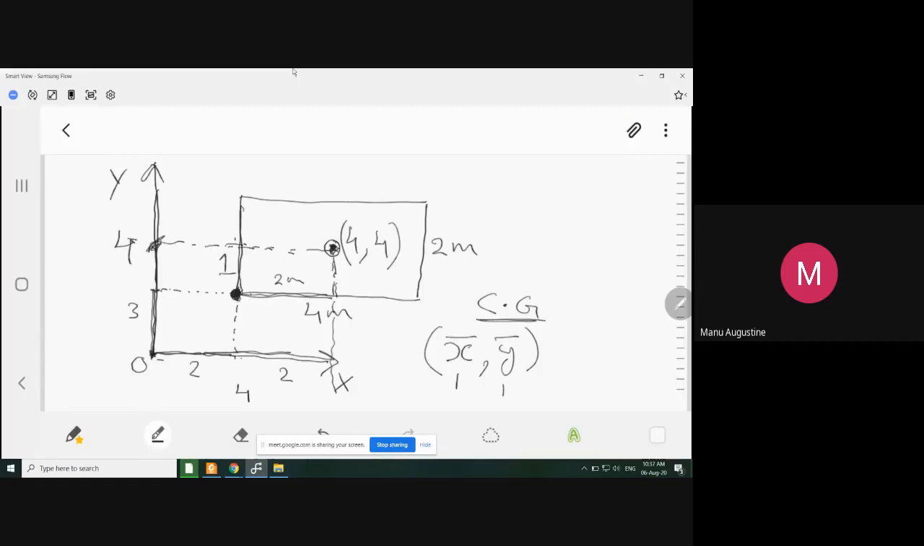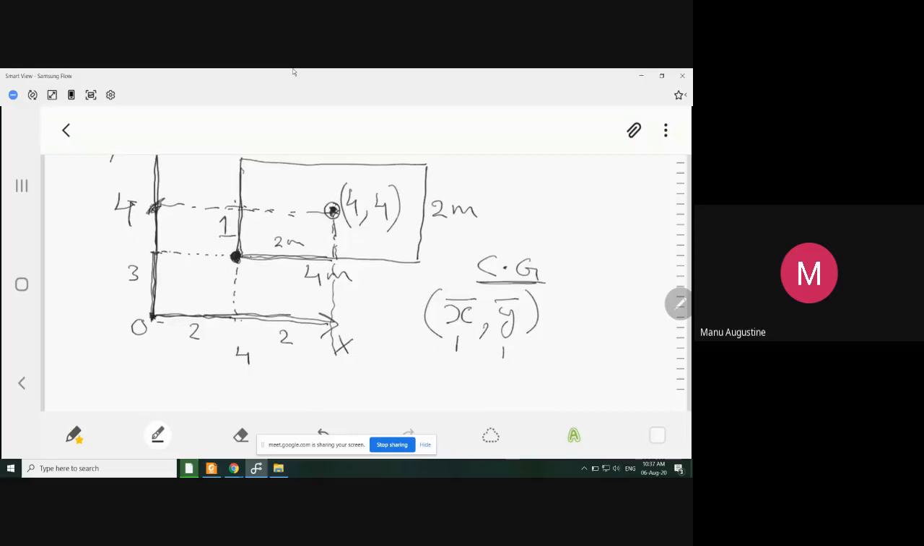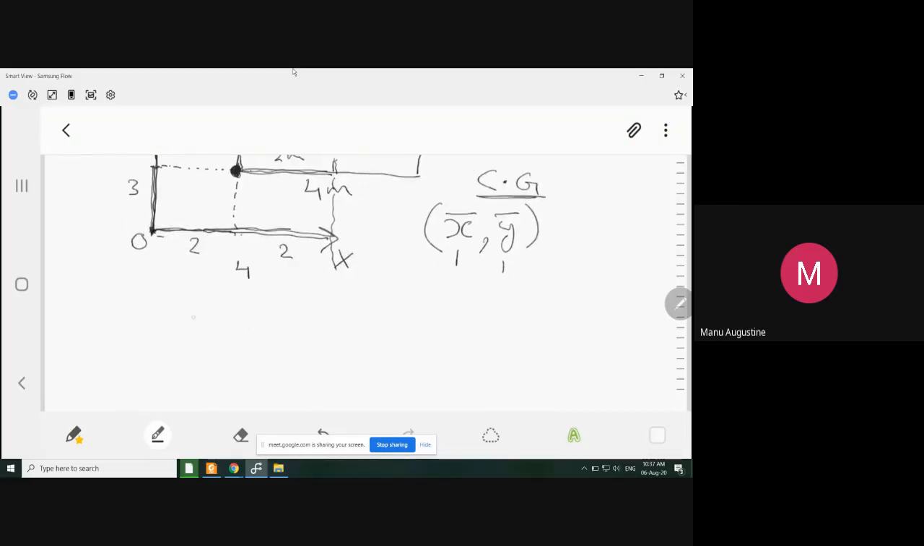Is this what you had said? Yes, sir. Okay. So your answer is x bar comma y bar is equal to 4, 4. This is how you have to write the answer.